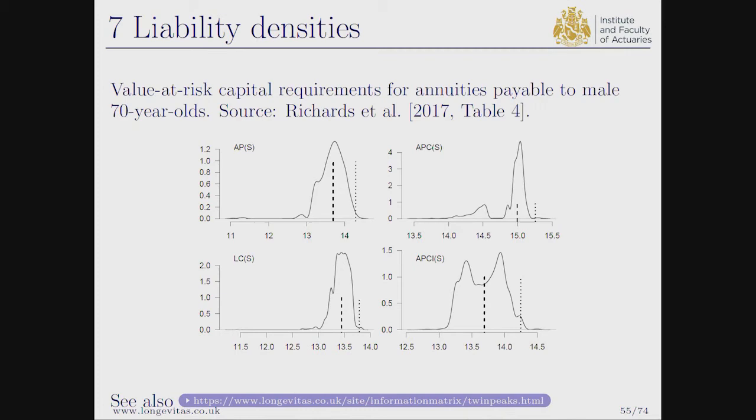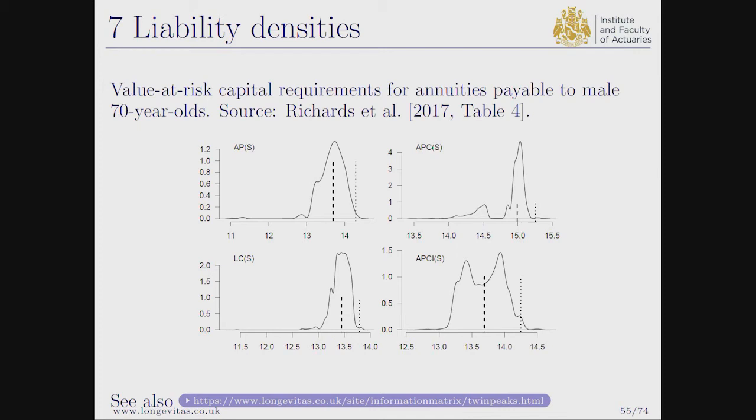And we can see here that each of the different models has got quite different looking density. We can see some of the models are broadly unimodal, the age period and the Lee-Carter models are unimodal, but the age period cohorts and the APCI models are actually bimodal, and this follows through into some of the conclusions you would draw from the value at risk assessment.